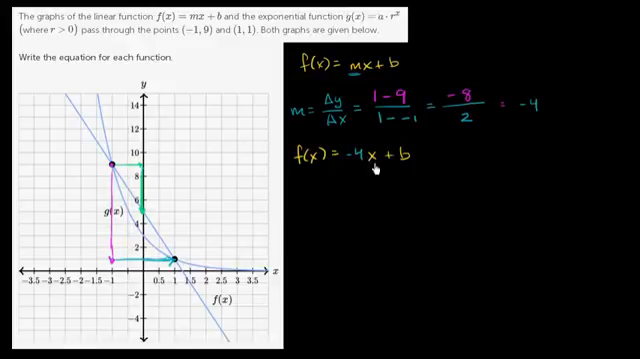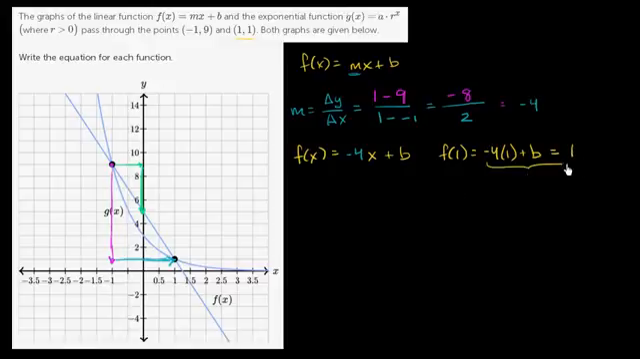So now let's think about what b is. To figure out b, we could use either one of these points to figure out what f of x is, given an x, and then we can solve for b. So let's try 1, because 1's a nice simple number. So we could write f of 1, which would be negative 4 times 1 plus b. And they tell us that f of 1 is equal to 1.